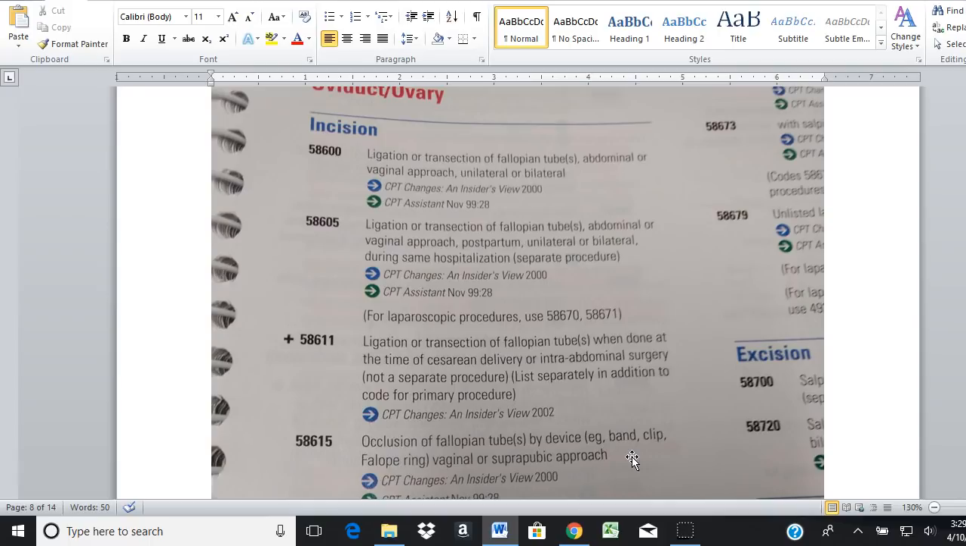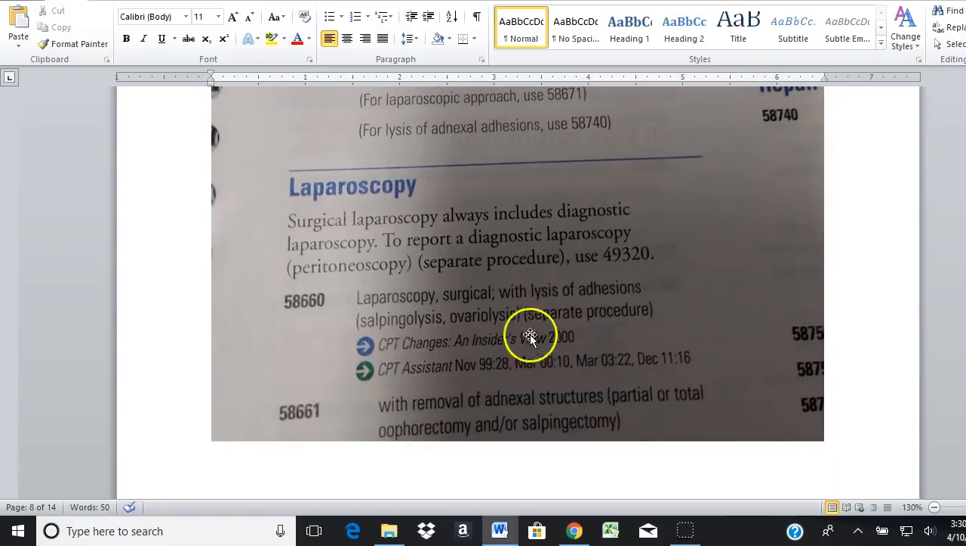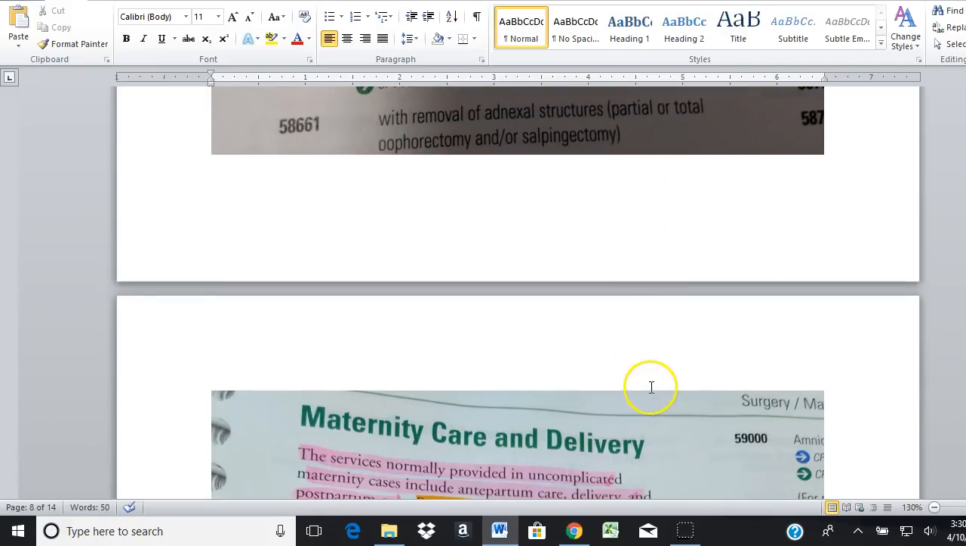So again, that does not fall under 58615 because that is not a band, a clip, or a ring. This is something that we actually place inside the fallopian tubes. And it has been around for a good 15, 20 years. This is another procedure that we do under moderate sedation, not under general anesthesia. Because they can go through the vagina, into the cervix, up the uterus, and then place them into the fallopian tubes within about a half hour. Again, here are our laparoscopic procedures, with removal of different structures.